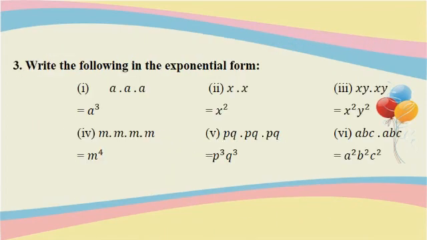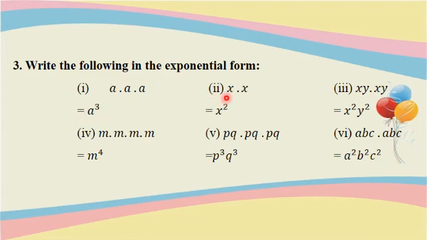Now we are moving to our question number 3. Write the following in the exponential form. In part number 1, a into a into a, we are observing that there are 3 terms and they are multiplying. If all the terms are like terms, then in multiplication we add their exponents. There is no exponent written over there, so it is understood there is a 1. So in the multiplication we will add them. It means a has an exponent 1 plus 1 plus 1, it becomes a cube.